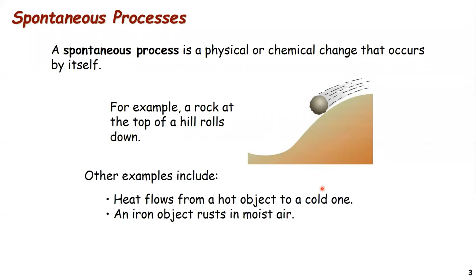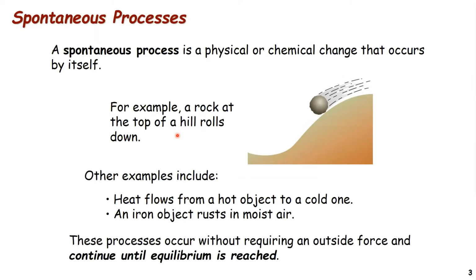So there's a spontaneous reaction: that rock falls downhill. Examples of chemical spontaneity would be that heat flows from a hot object to a cold one. An iron nail will rust in moist air. Those are spontaneous chemical reactions. Now, the processes occur without requiring any outside force, again, until equilibrium is reached. So that's always going to be the idea here: when we say the end of a chemical reaction, we're talking about when equilibrium is reached.